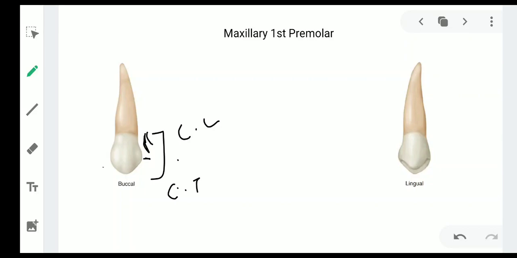Now coming to the mesial slope. The mesial slope is straight and longer than the distal slope. This is the mesial slope and this is the distal slope. The mesial slope is longer than the distal slope and sometimes it is notched. The distal contact area, as you can see here, is somewhat higher, towards the occlusal, than the mesial contact area.